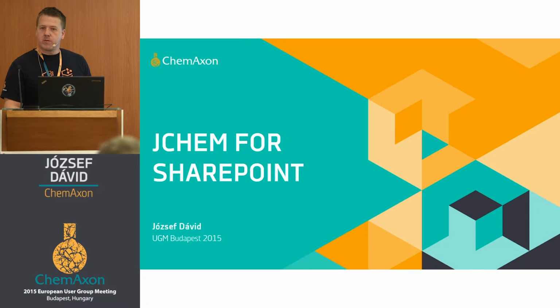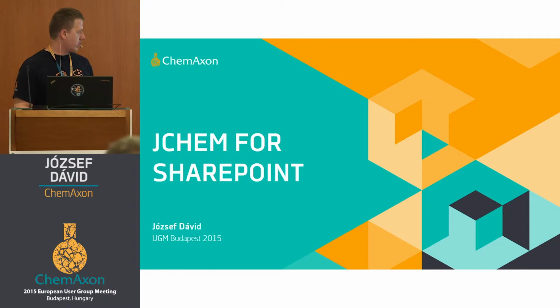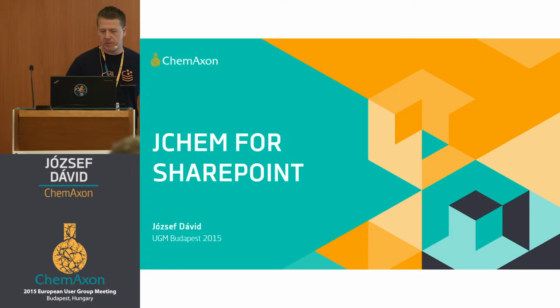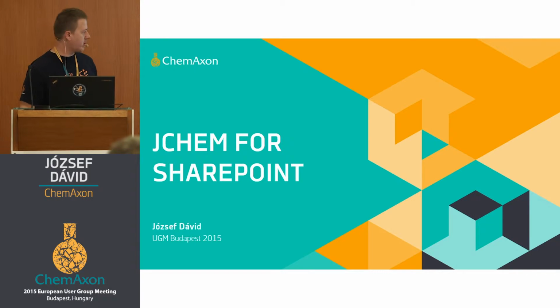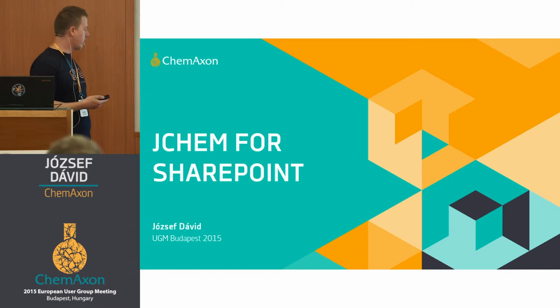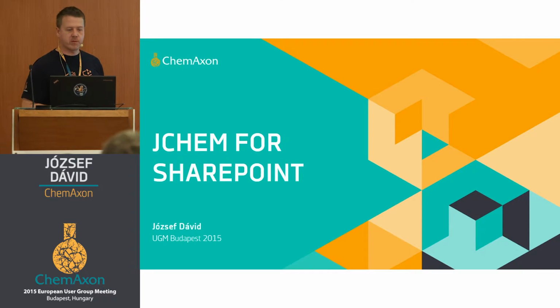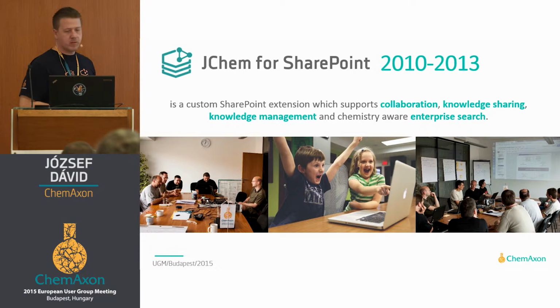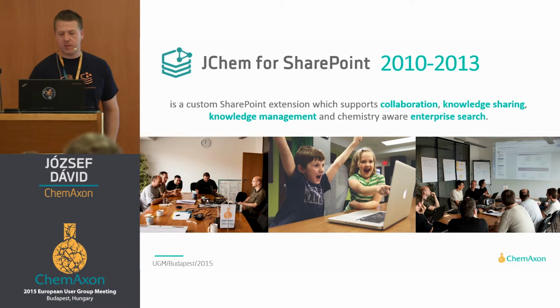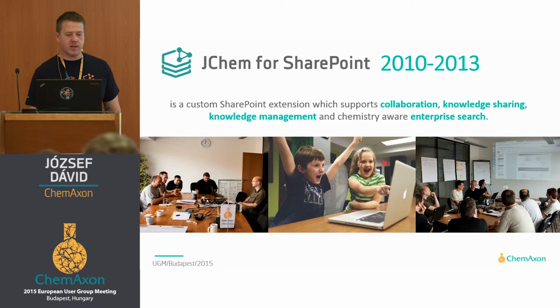I would like to give you a short and quick high-level overview of JChem for SharePoint, which is one product from ChemAxon. As you probably know, SharePoint is a kind of platform. What can we add to SharePoint itself? Obviously chemistry. Our extension is a kind of chemistry collaboration, knowledge sharing, and knowledge management, and also a chemistry-aware enterprise search extension to SharePoint itself.